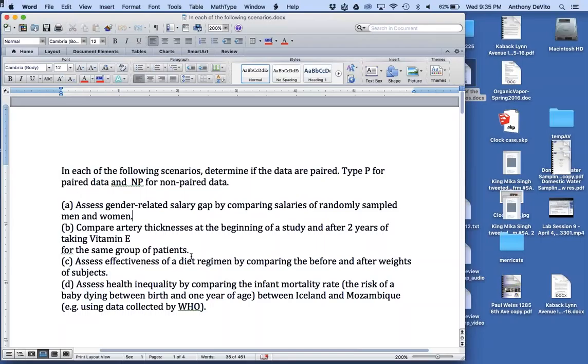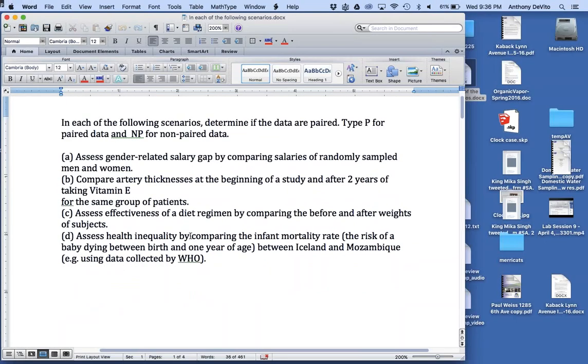Assess the effectiveness of a diet regimen by comparing before and after rates of studies. Same thing there, before and after, but it's the same person. So that would be a paired sample.